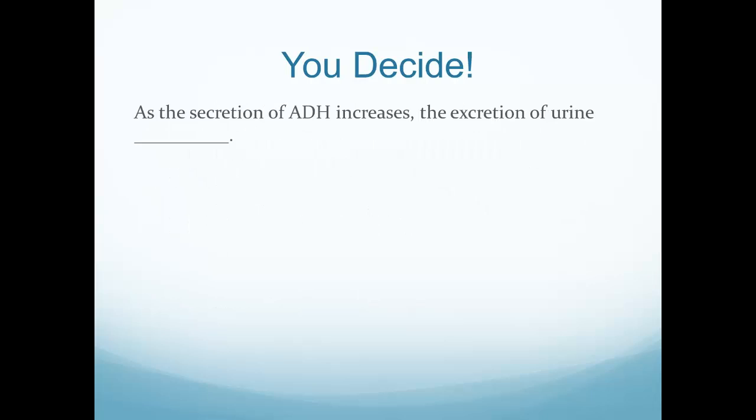As the secretion of ADH increases, the excretion of urine blank. So what do you think? As the secretion of ADH increases, the excretion of urine decreases. Again, remember, ADH is antidiuretic hormone. That means if the patient has it, they're not diuresing. If the patient lacks it, they will be diuresing. So it's kind of like a double negative there. If they lack anti, then they will be diuresing.